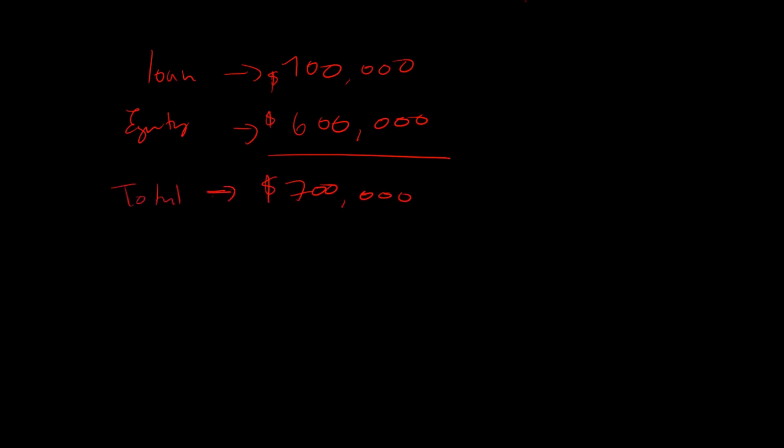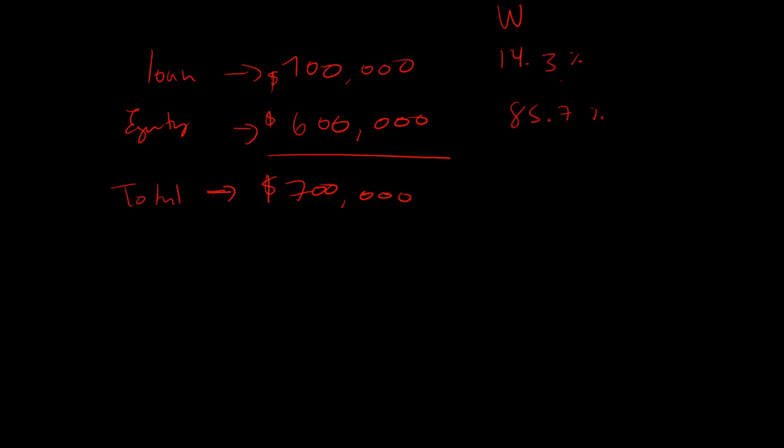So if I need the weights of these two as a function of this total, what will be here as weight? I have 100,000 as a proportion of the 700,000. Which number do I put here as percentage? 14.28%. And here, 85.71%. We can round these. Okay, now we have the weights.